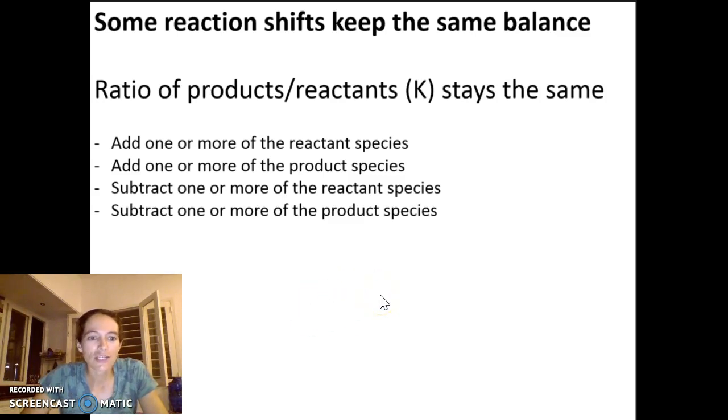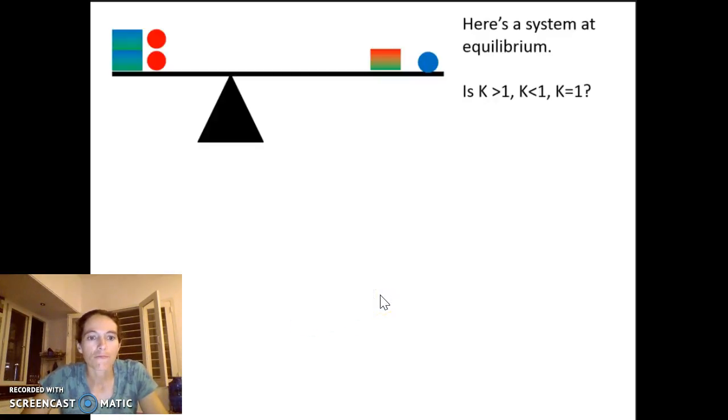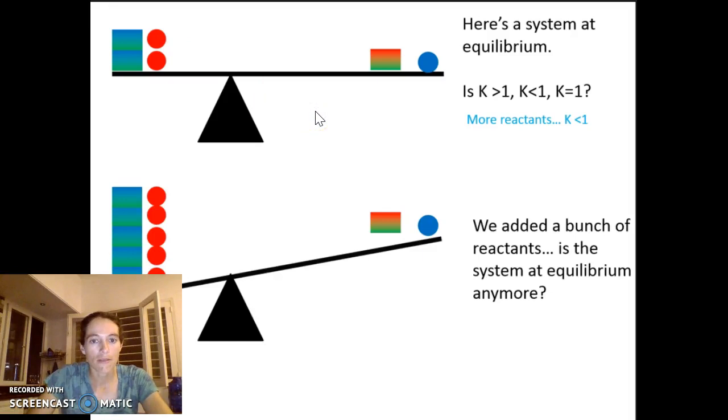And so let's look into this a little bit more. System at equilibrium. Notice the concentration of reactants and products is not the same. That's perfectly normal. It can still be at equilibrium if the rates of reaction are balanced. So for this example, what do you think about K? Well, there's more reactants, so K has got to be less than 1 because the denominator is larger. Okay? Well, we added a bunch of reactants. What do you think?